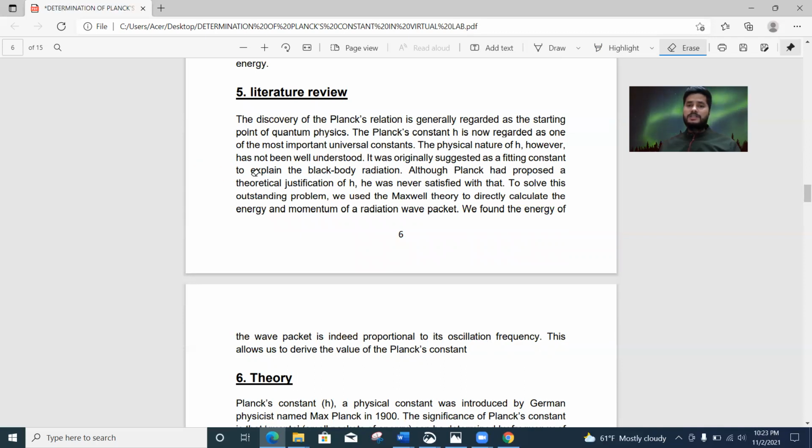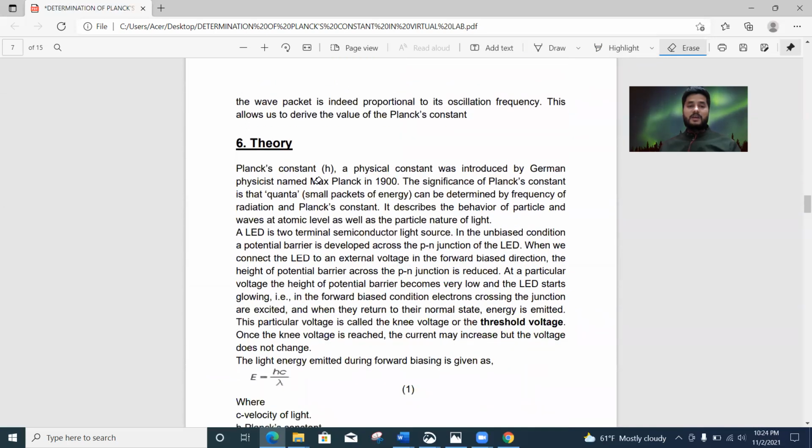It was originally suggested as a fitting constant to explain black body radiation. Although Planck had proposed a theoretical derivation of h, he was never satisfied with that. To solve the outstanding problem, we used Maxwell theory to directly calculate the energy and quantum of a radiation wave packet.